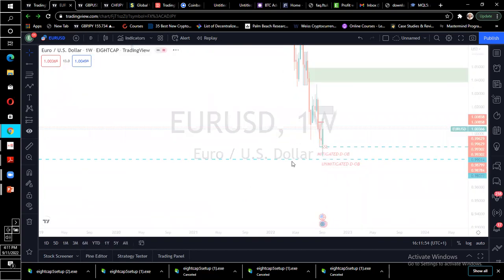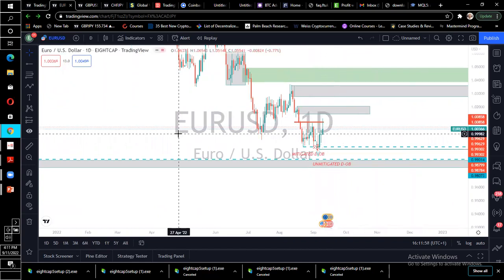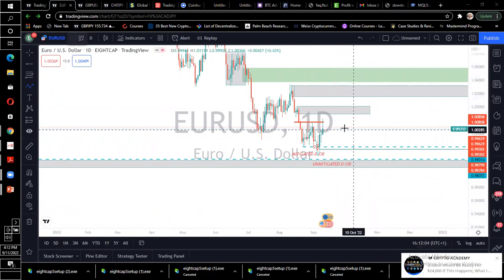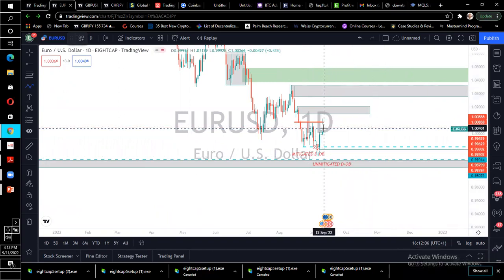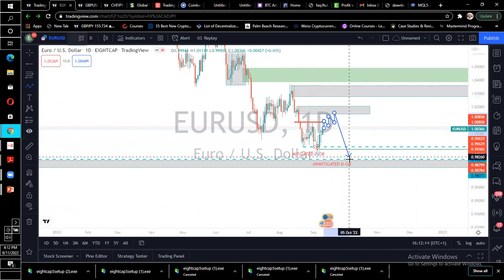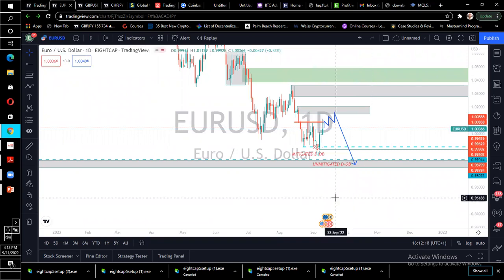So on daily, also, we'll have a fair value gap the market has entered into. So I would like to see something like this happen. A play into this level, then a flush down. This is what I'm expecting to see this week.